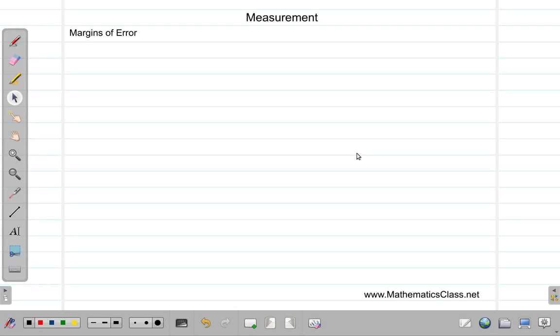Margins of error in measurement. Now, when you're manufacturing or building similar items, the fact is, no matter how accurate, how sophisticated your machines are, the cutting machines, welding machines, and so on, there's going to be some slight difference in the measurements of the various items that you're manufacturing.